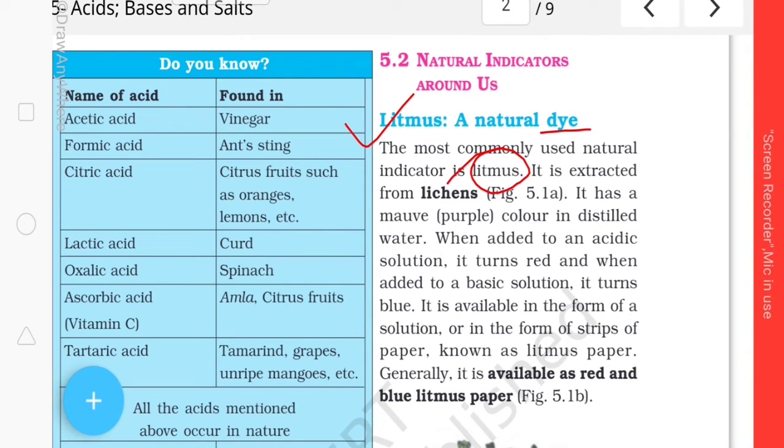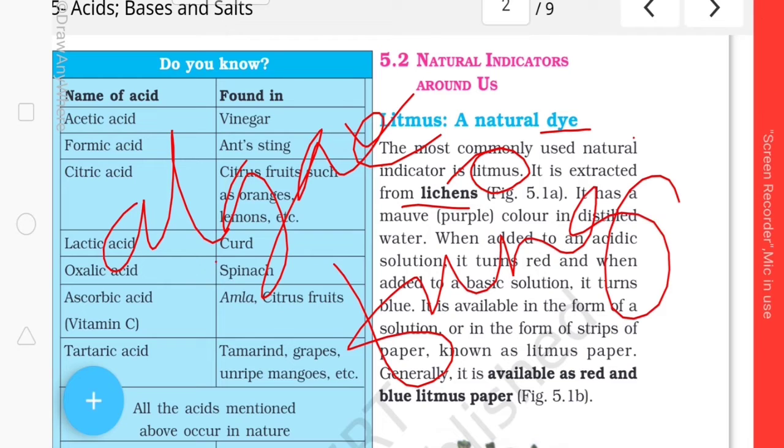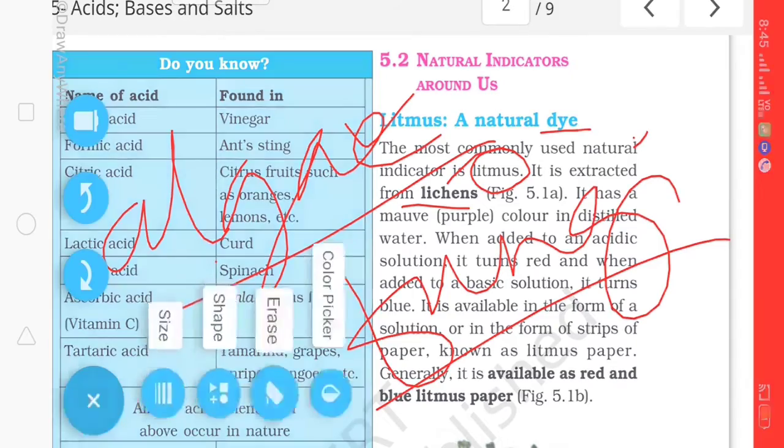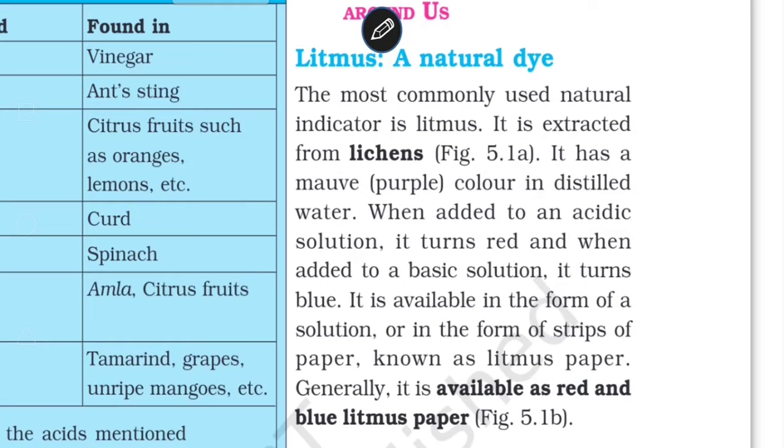It is extracted from lichens. From where are we getting the litmus? We extract it from the lichen. You must know what lichen is, which we have already studied in the previous chapter. Lichen is a plant which is formed by the symbiotic association of algae and fungi. So do remember this: from lichen we are extracting the litmus.